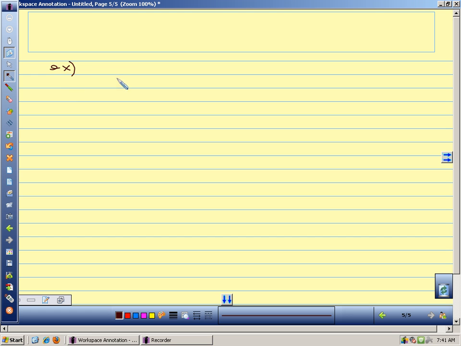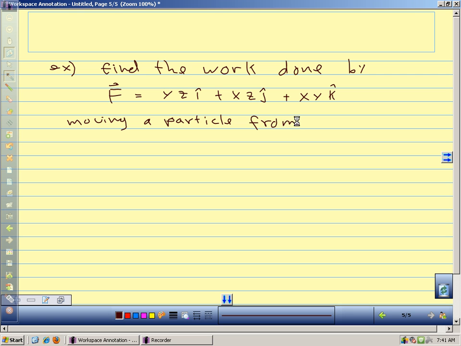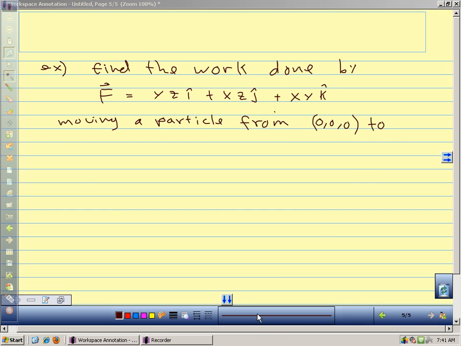Let's do, we want to find the work done by our force given by yz i plus xz j plus xy k, moving a particle from the origin to the point 5, 3, 2. So here's our force, here's our path.